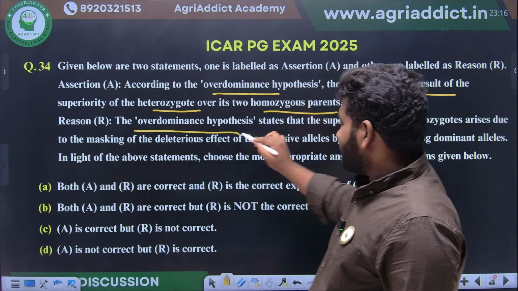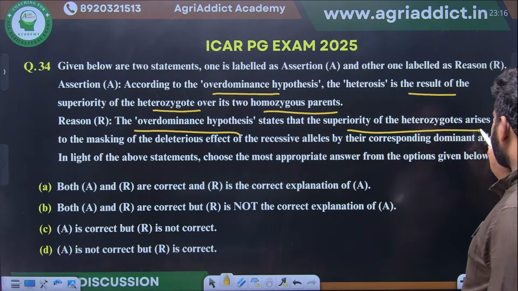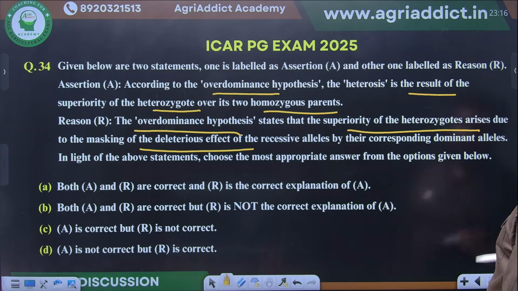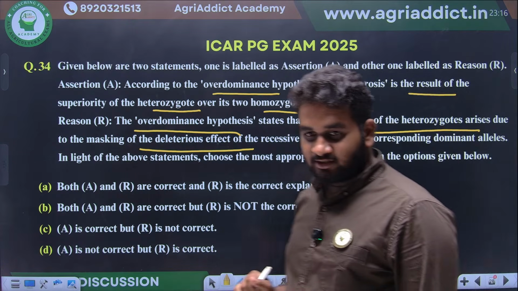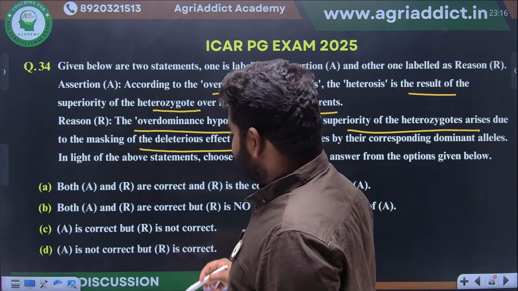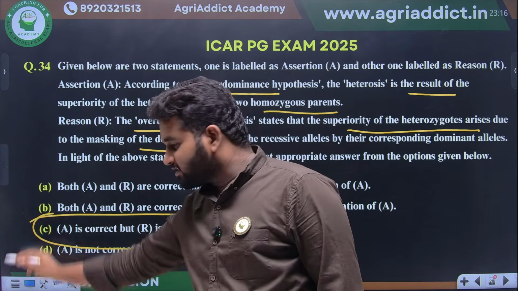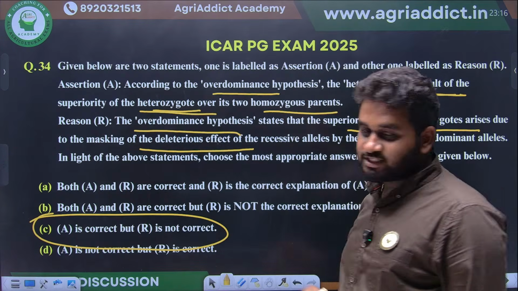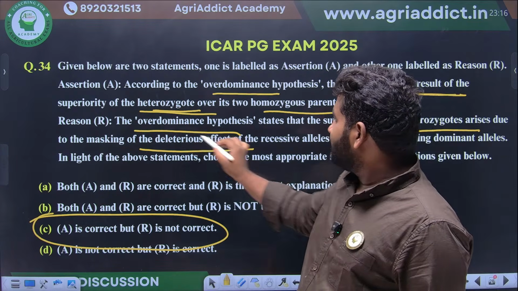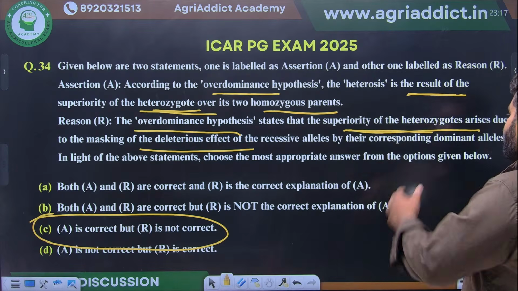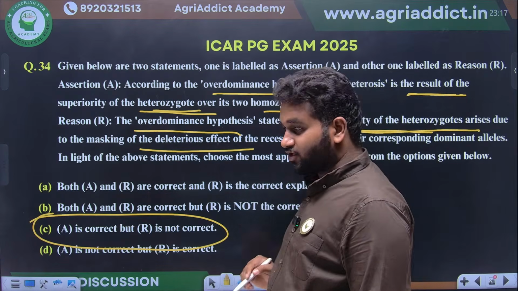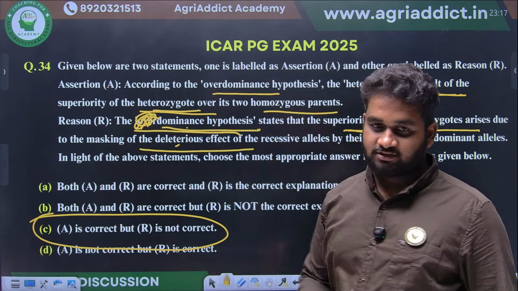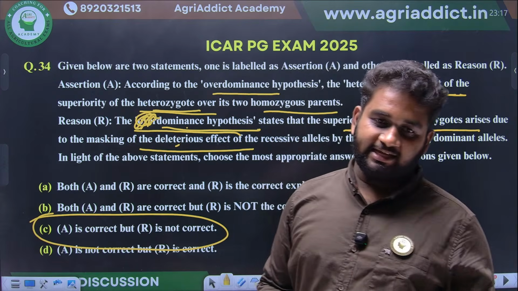Reason: the overdominance hypothesis states that the superiority of the heterozygous arises due to the masking of the deleterious effects of the recessive alleles by their corresponding dominant alleles. C. A is correct, but R is not correct. Yes, it is the result of the superior heterozygotes over its two homozygotes. In the reason, it states that superiority of the heterozygote arises due to the masking effect of deleterious genes. That is not overdominance. That is due to the dominance hypothesis. That's why only A is correct.